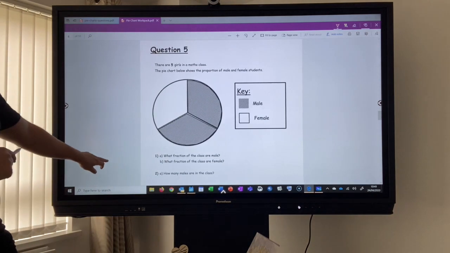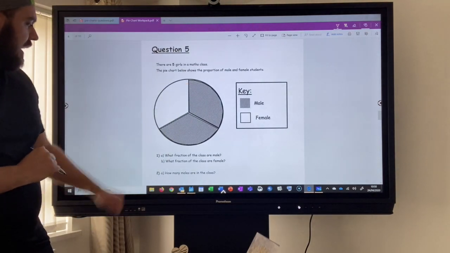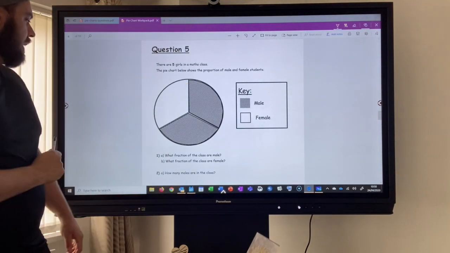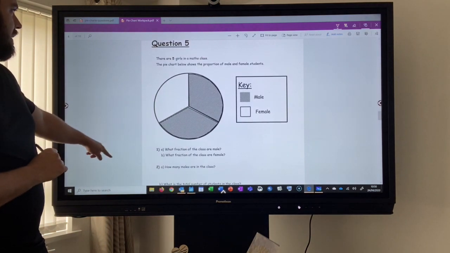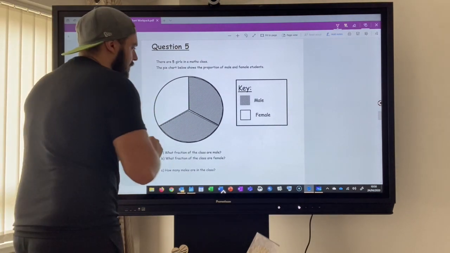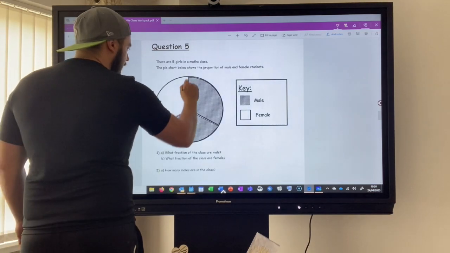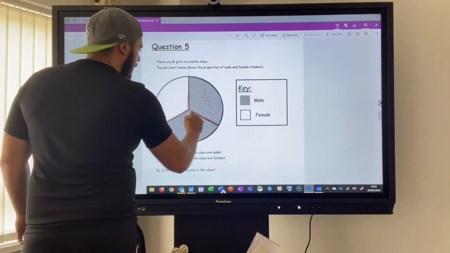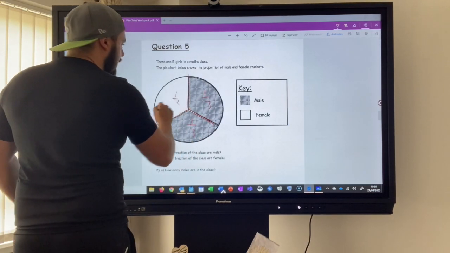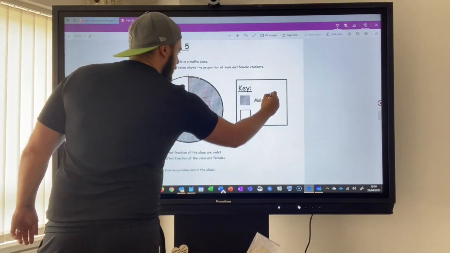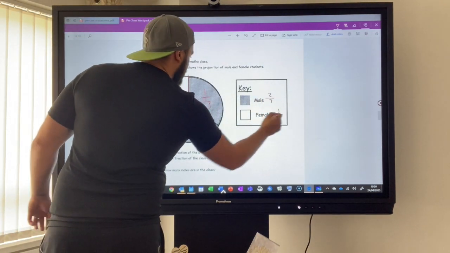Question five. And we've got, again, nice equal fractions. Is this the same question as the last one? Oh, it's not. Slightly different. I thought it was the same question as the first one. But we're in thirds here. Okay? Third, third, third. There's 2/3 male and 1/3 female.